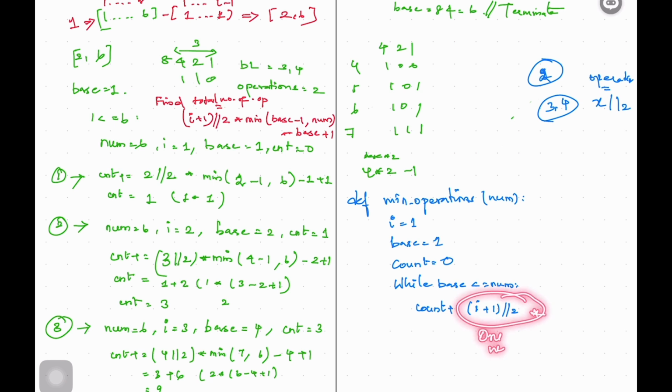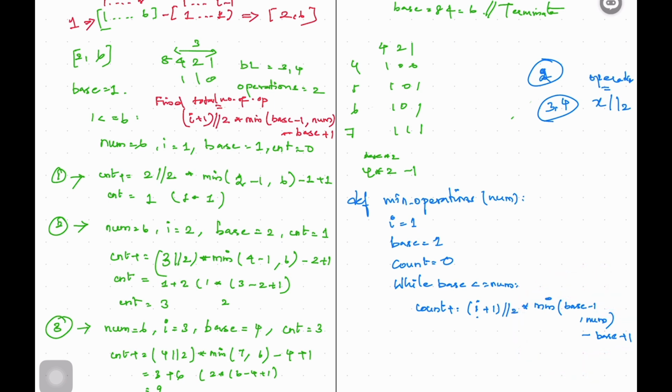So now how many numbers exist? That count will be, so our base finding out the count of the binary length at that particular point. So it is min of (base times 2 minus 1, or your num), and from this we subtract base plus 1. This will give you the count of numbers of that binary length.